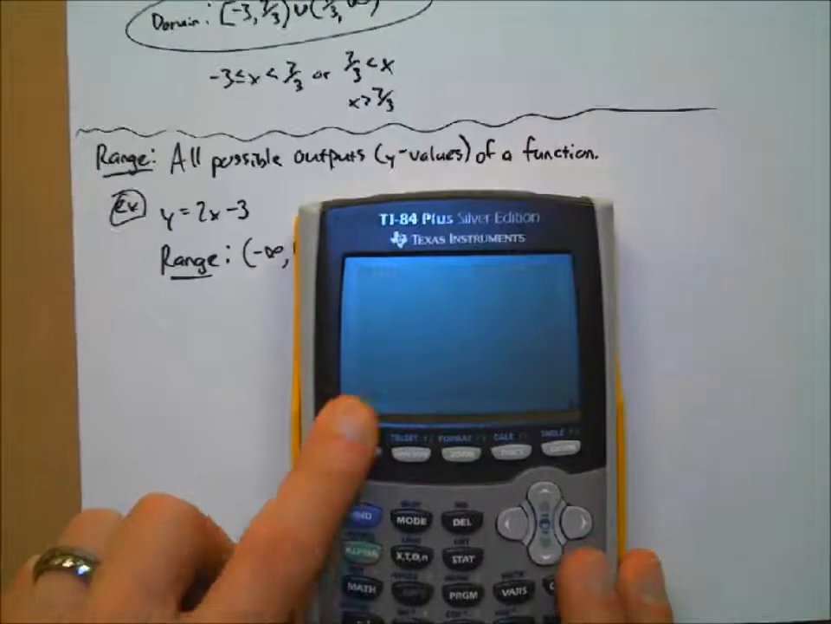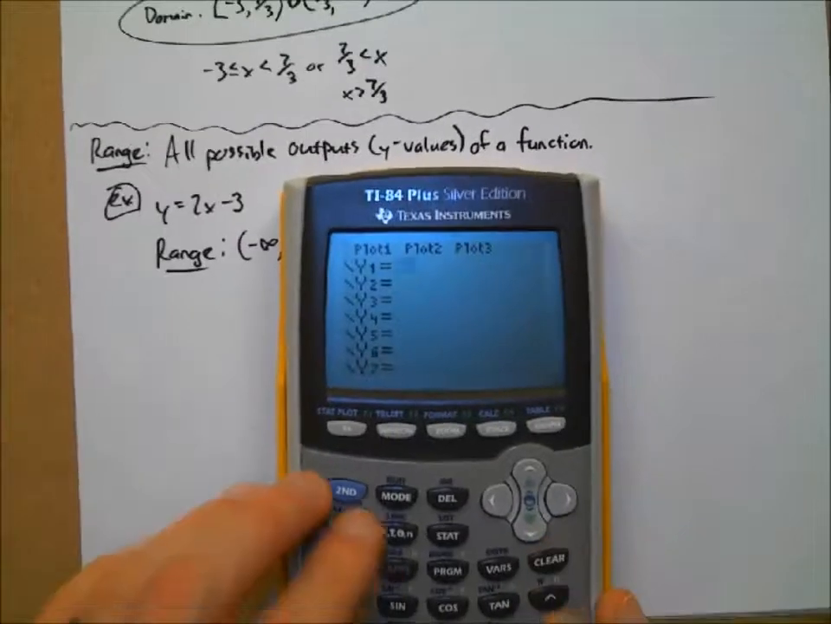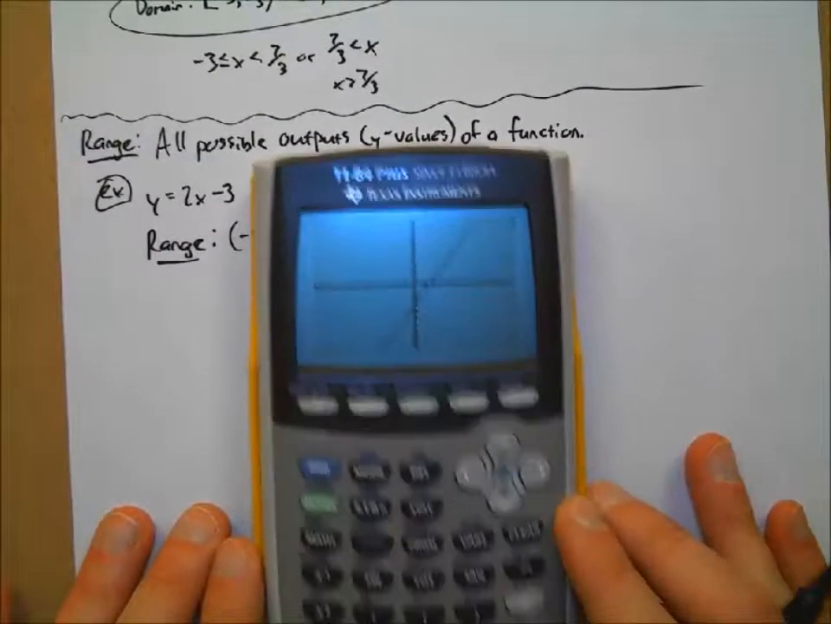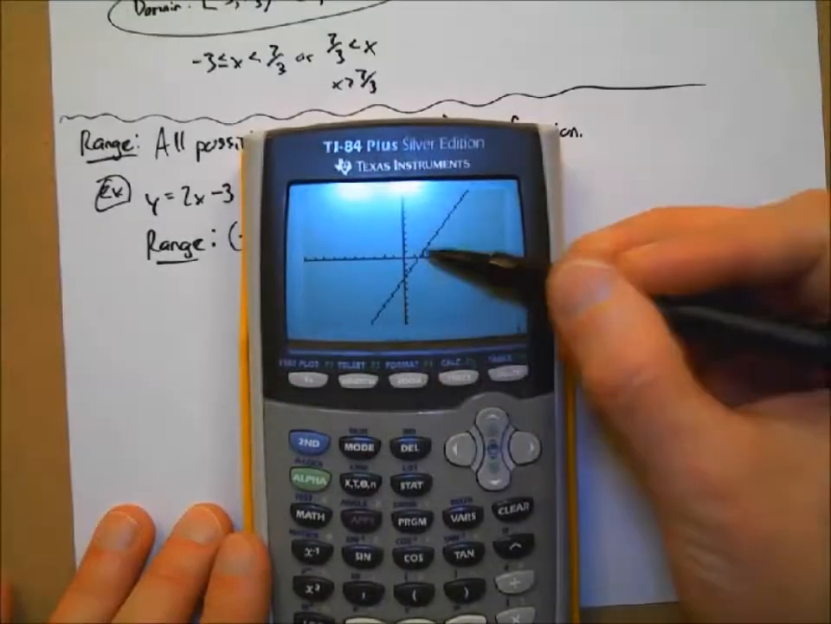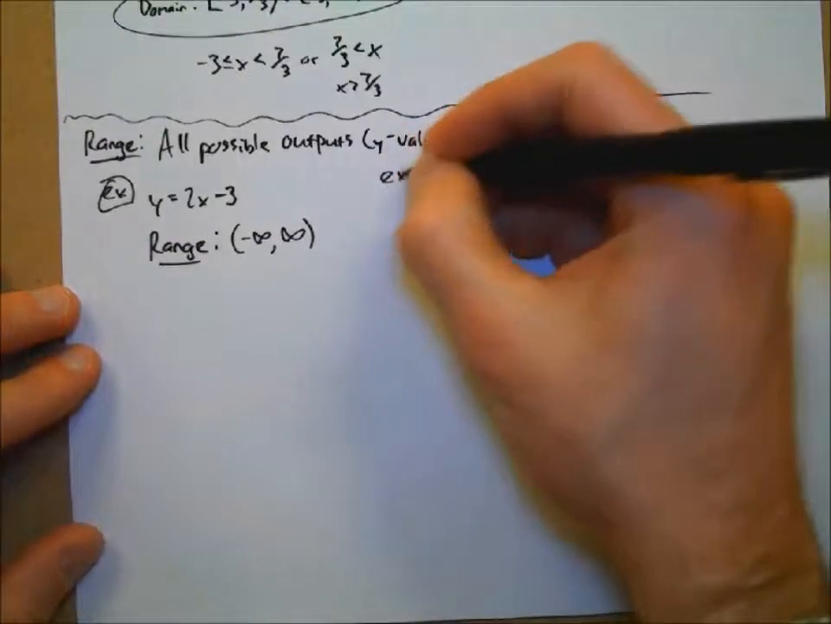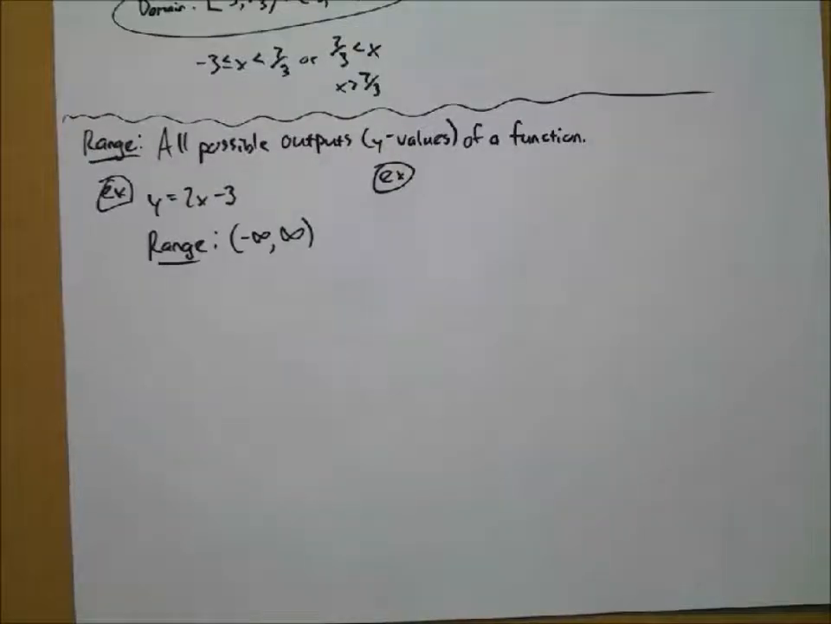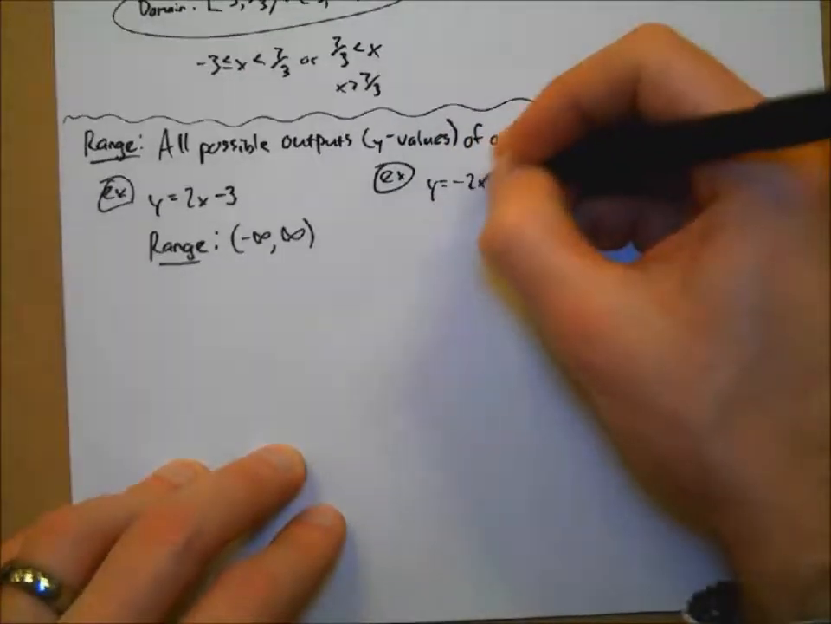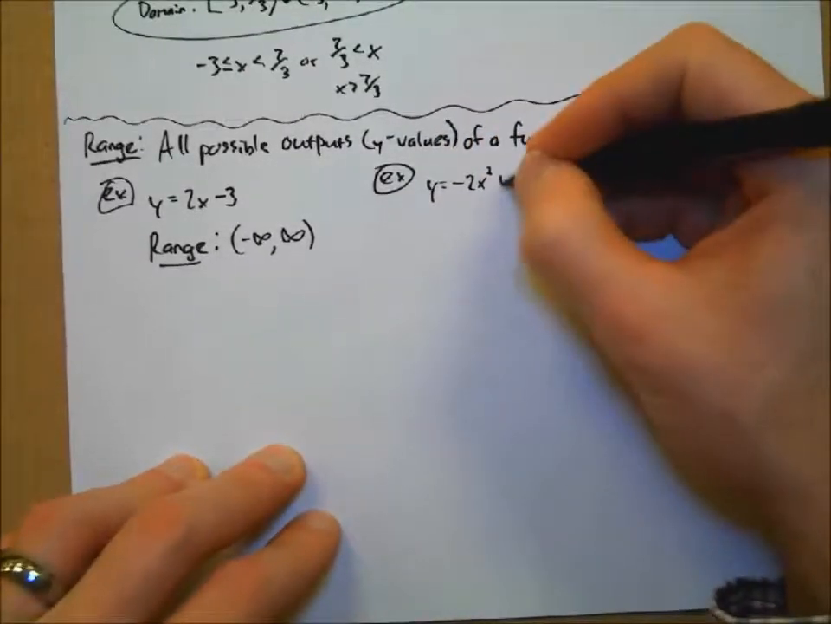Okay, and again, just to quickly show you here, 2x minus 3 when we graph it. Sure enough, it looks like it goes down towards negative infinity and up towards positive infinity there, so we cover all of our y values. Okay. How about y equals negative 2x squared plus 5x minus 7?